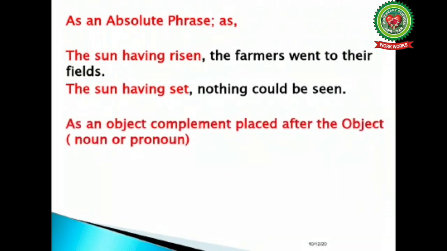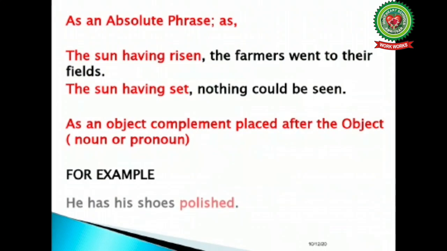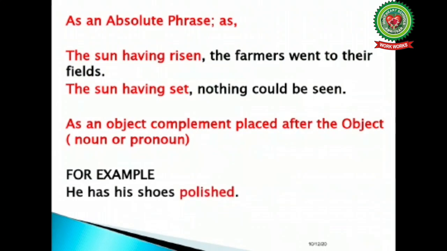As an object complement placed after the object, noun or pronoun. For example, he has his shoes polished. He saw the tiger killed. Children, the words polished and killed complete the sense of the sentences. They are placed after the objects and are acting as object complements.